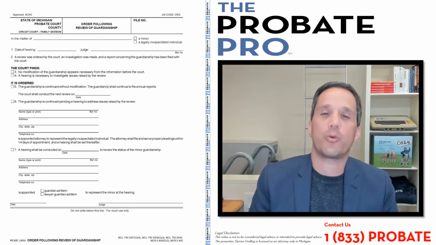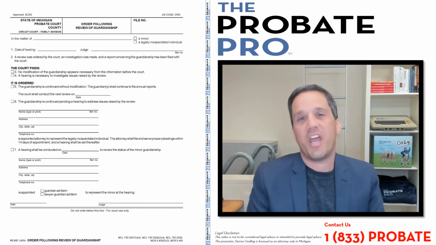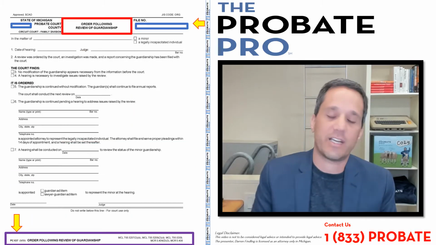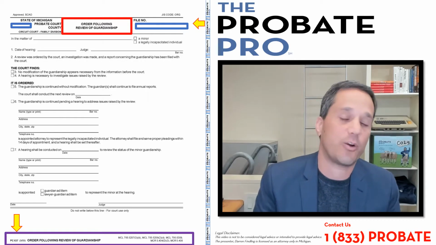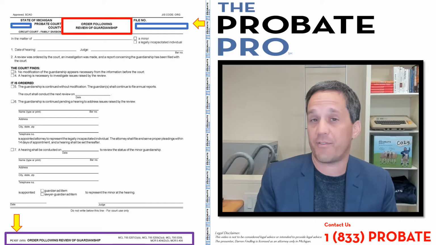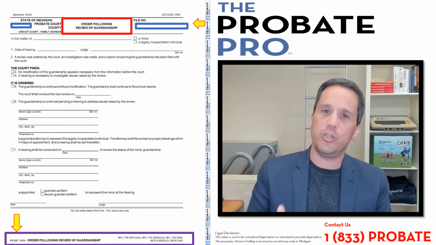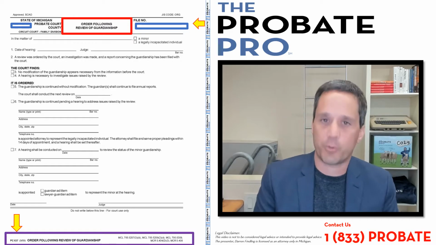The order following a review on a guardianship. Hi, I'm Darren Findling of the Probate Pro, and we're going to cover a particular SCAO form, PC 637. SCAO stands for State Court Administrative Office, PC for Probate Court, form 637. This order is used when a guardianship is being reviewed by the probate court.